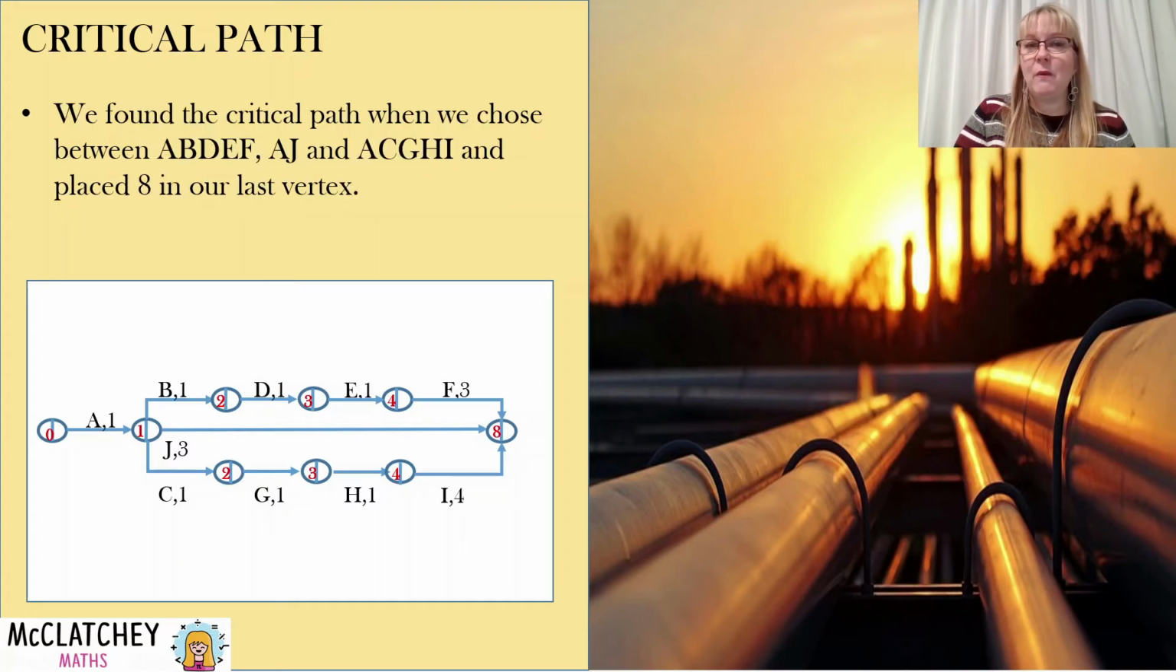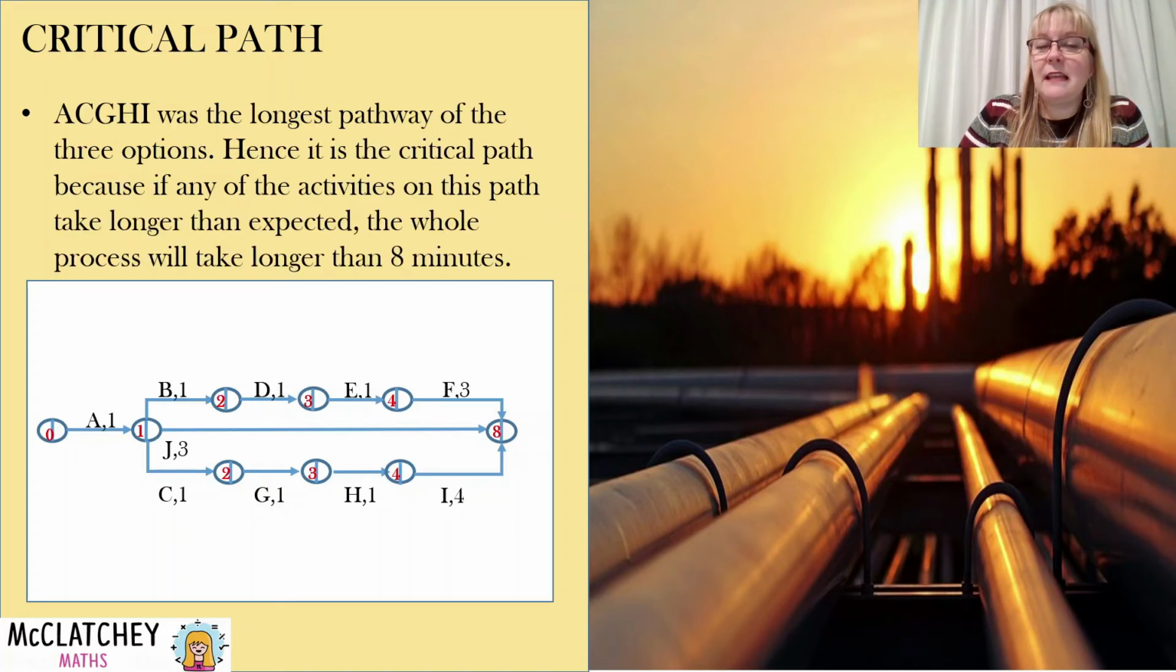We found that when we were adding those pathways, we had a choice of our top pathway, our middle pathway AJ, and our bottom pathway, and we chose the number 8 to go in our last vertex, and that came from our bottom pathway ACGHI. So that is our longest pathway. It is the one that is causing the process to be 8 minutes long. If any of C, G, H or I go any longer than the time that's allocated to them, the whole process is going to be more than 8 minutes. So that is our critical pathway.